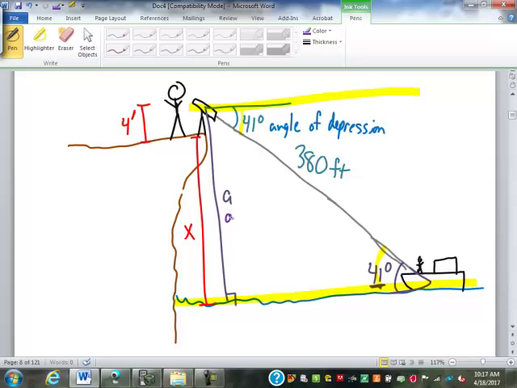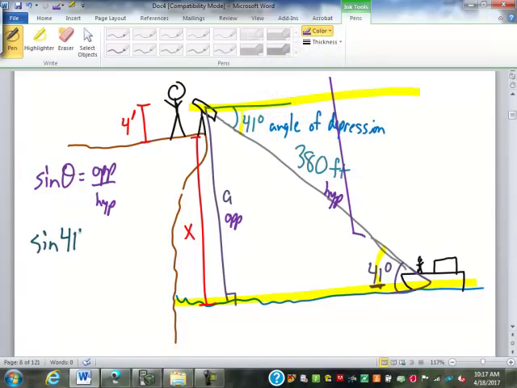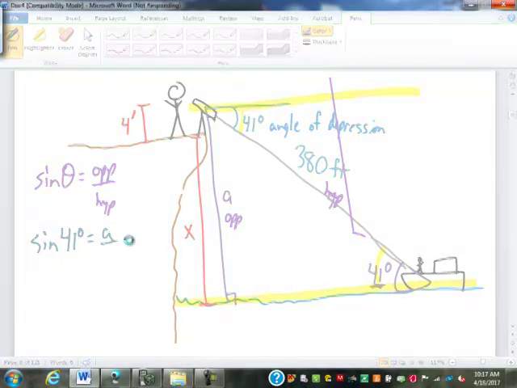So now this would be the opposite side, and this is the hypotenuse, which makes it a sine. We plug in the 41 degrees. The opposite side is A, and our hypotenuse is 380.